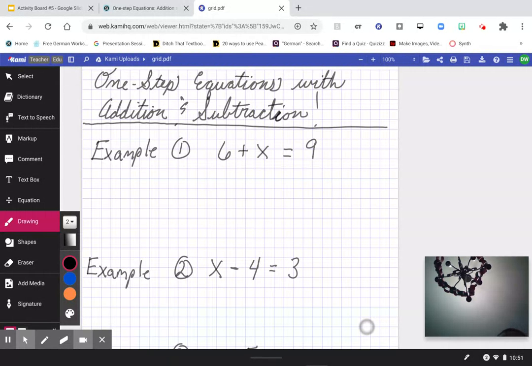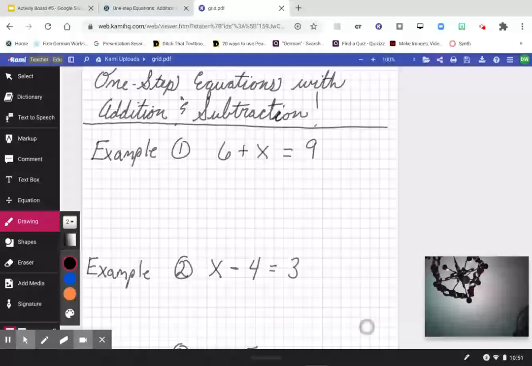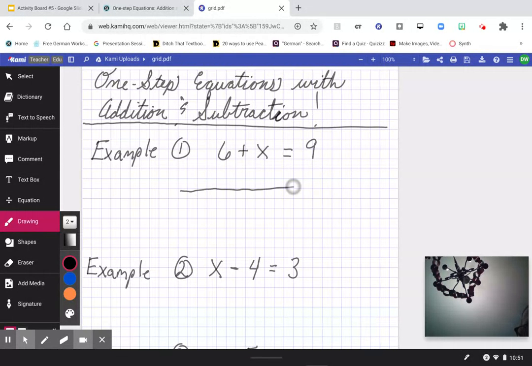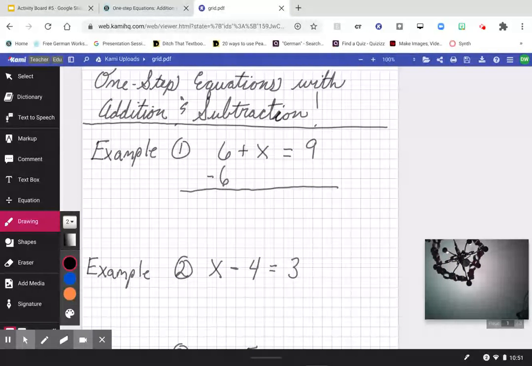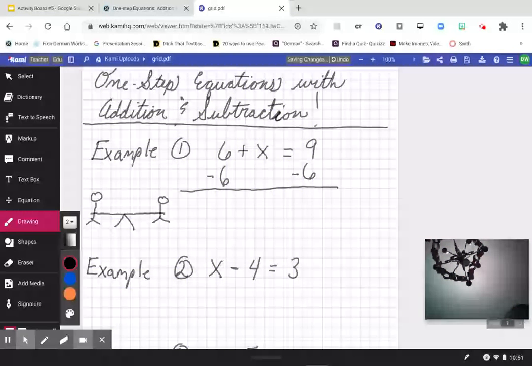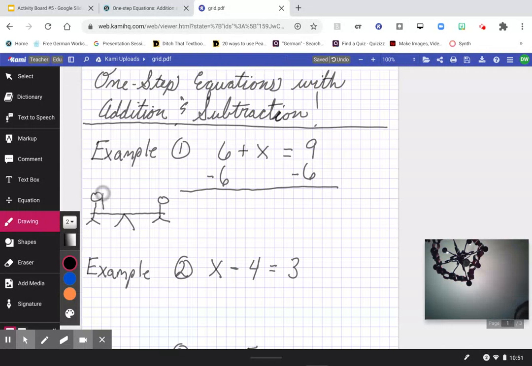So we see addition. Okay, we have a positive 6 plus x. So we want to subtract 6 from both sides, and then we can get rid of that 6 and leave the x by itself. So I like to set it up like a problem, and I'm going to subtract 6 from both sides. I like to think of these equations as a seesaw, okay? And we want the seesaw to be nice and balanced, okay?